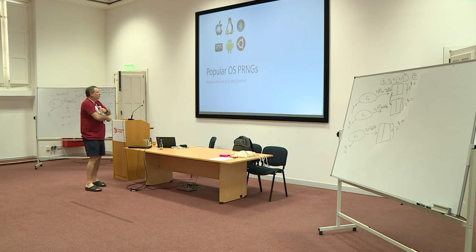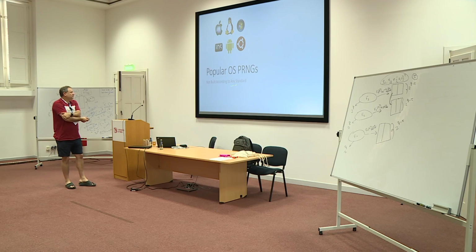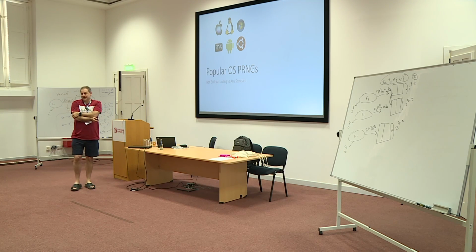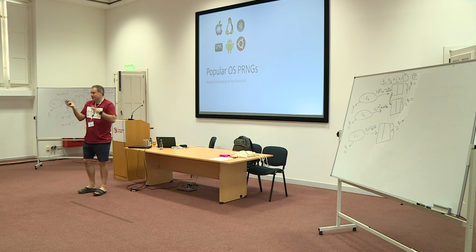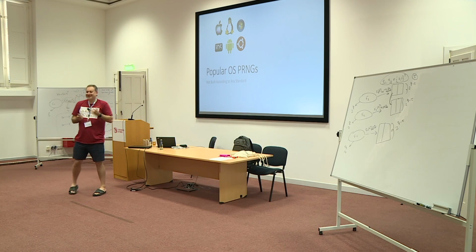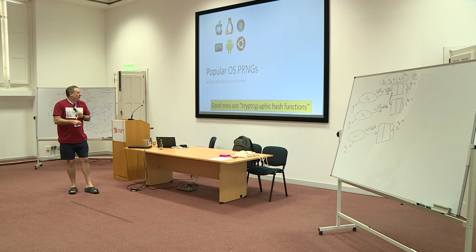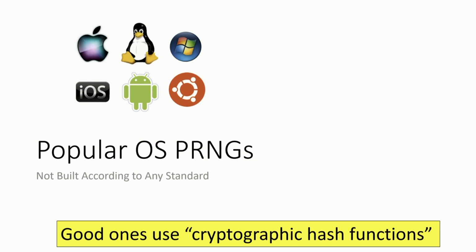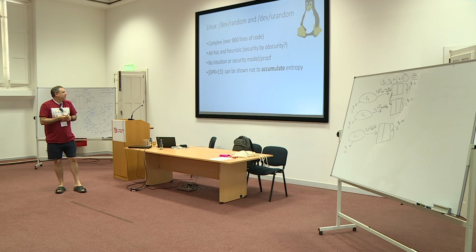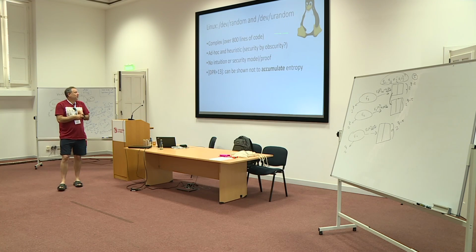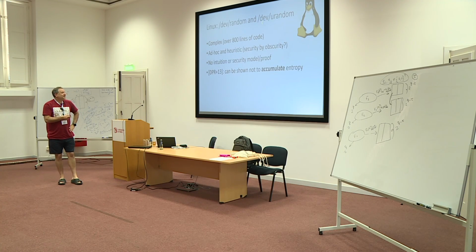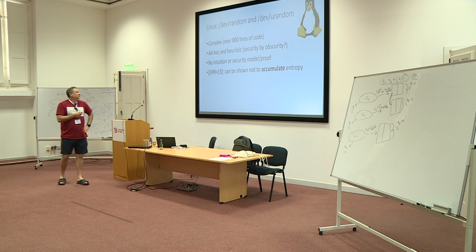If you look at popular operating system RNGs, they're not built according to any standard. Basically, there is a bunch of hackers in each of those groups. Linux has their own hackers, Windows too, and they just do something and hopefully don't screw up. One thing that will come up later: the good ones, the ones people are relatively comfortable using, use cryptographic hash functions, but we'll see. So let's look at a few case studies, starting with Linux and then Windows and Apple.